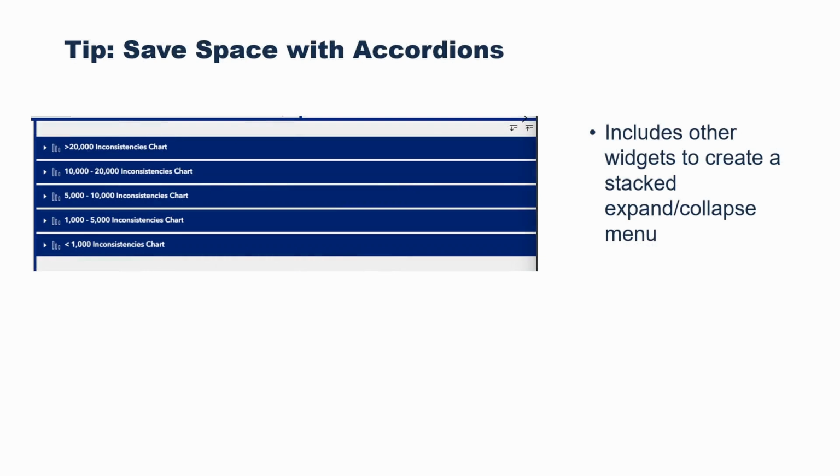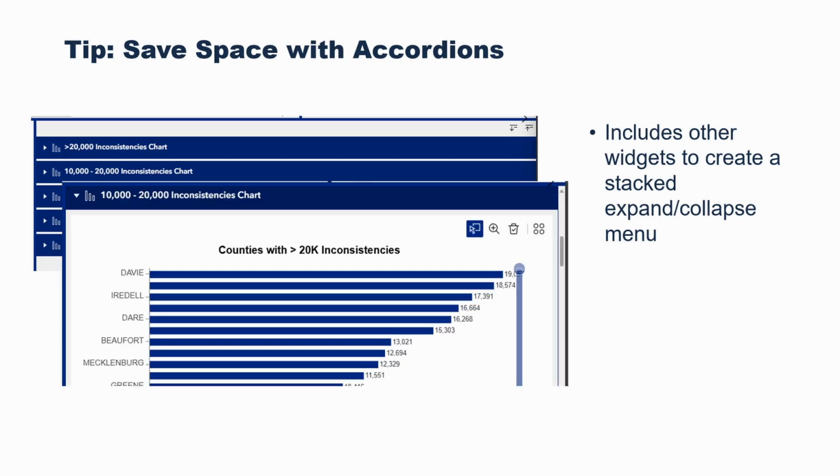A good way to save space is using the accordion widget. This is new as of, I think, fall last year. I'm a big fan. You can cram a lot of content in a small space, but still have it be viewable, or collapse it if it's not necessary at the moment. The accordion is a widget in itself, and you apply other widgets to it. Here, these are charts, but you can apply anything else. It's just stacked widgets that you can expand and collapse, and I'm a big fan of those.